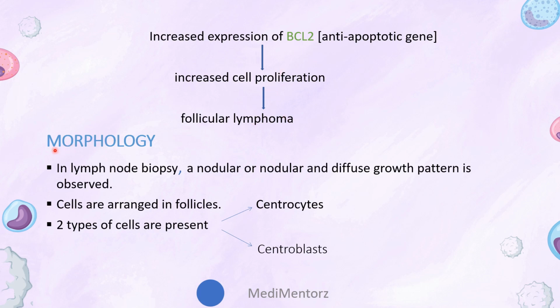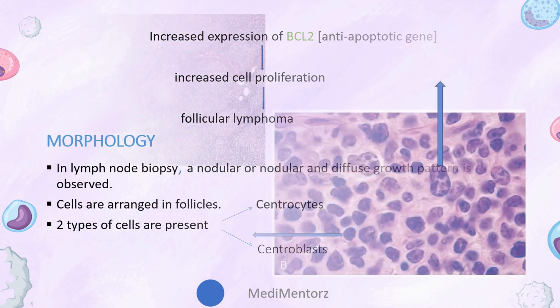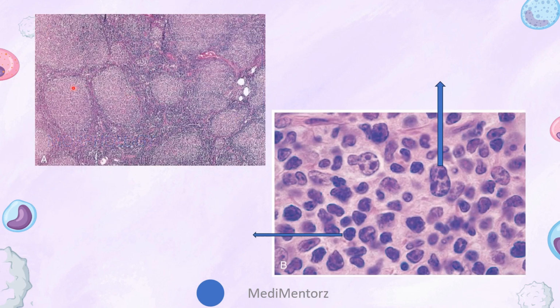So the next one is morphology. In morphology, in lymph node biopsy, a nodular and diffuse growth pattern is observed. I'm just going to show you in the next slide. When we observe the lymph node biopsy, the cells are arranged in follicles. There you can see several cells arranged in follicles, and in follicles you can see 2 types of cells: one is centrocytes and the other is centroblasts. Just see here. Here you can see several follicles. Cells are arranged in follicles.